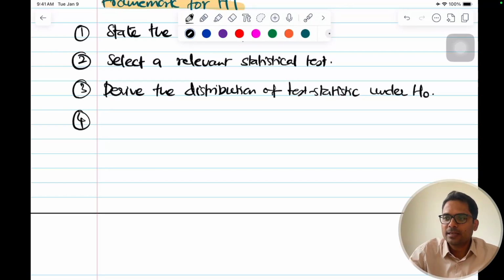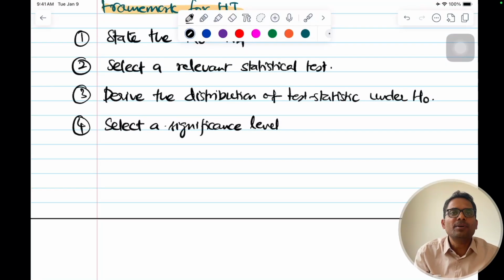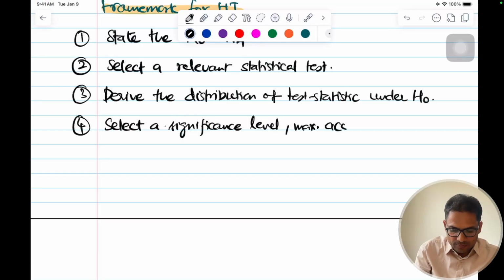Then the fourth step is select a significance level. Okay, so I'll talk about this. Select a significance level. This term also means, what is the maximum acceptable false positive rate. Max acceptable false positive rate.